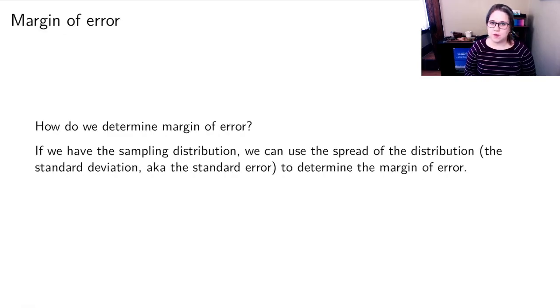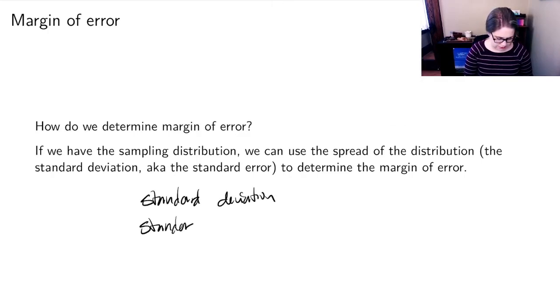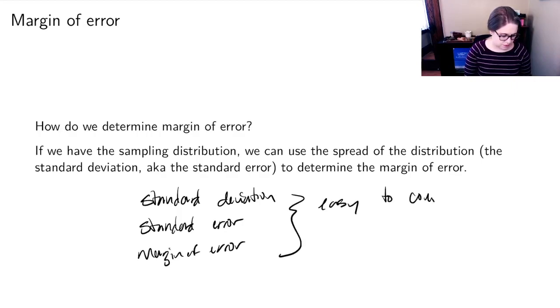So far, I've just given you the margin of error, but you are sometimes going to need to calculate it yourself. The question is, how do you determine it? And if you have the sampling distribution, you just look at the spread of the sampling distribution. You find the standard deviation, which has that special name, the standard error, and we can use that to help us determine the margin of error. Again, statisticians shouldn't name things. So these are three separate terms: standard deviation, standard error, and margin of error. These are easy to confuse, but distinct. So be careful about those.